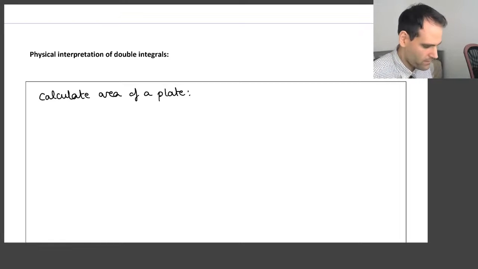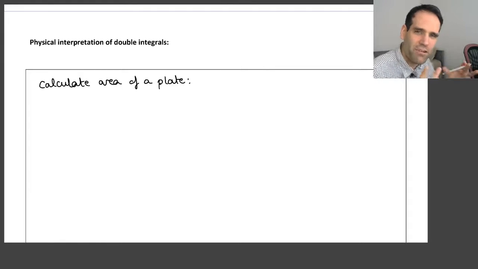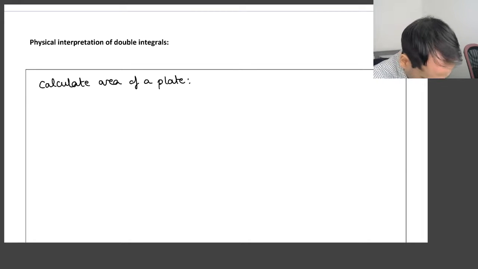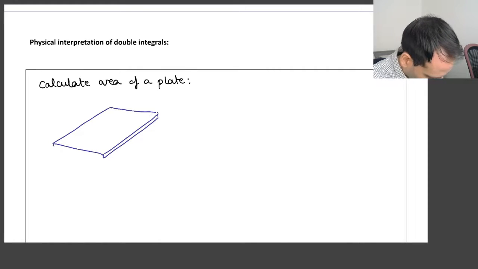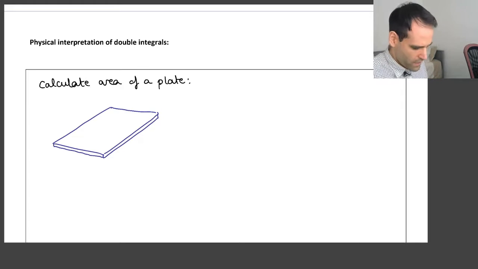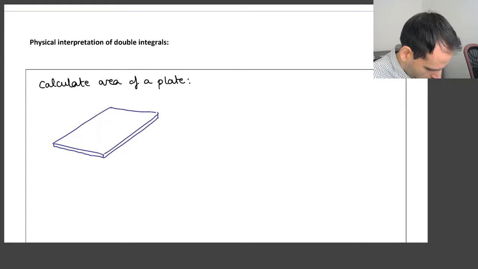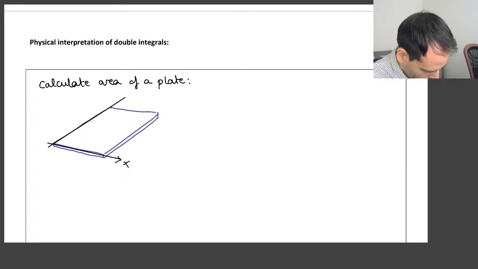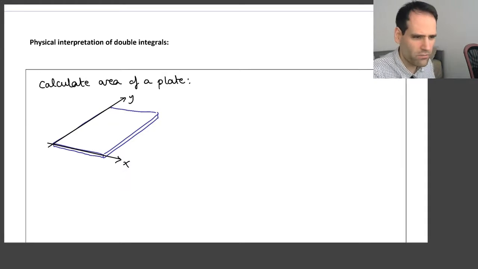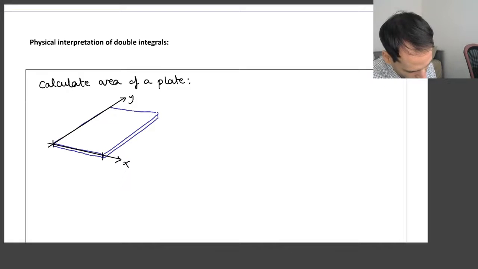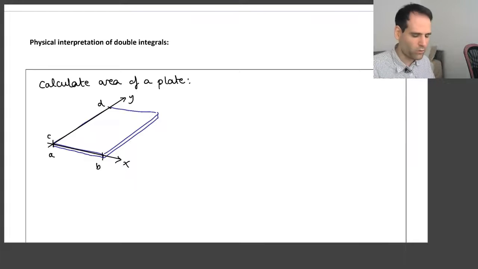And this is a very silly application, similarly to before, but I think it's useful for you to understand. So imagine you have a plate, a two-dimensional plate. Let's imagine it's infinitely thin. Okay, and here we have defined two axes, let's say x and y. So this plate goes between x, a certain a and b, and y goes between c and d. And we want to calculate the total area of the plate.